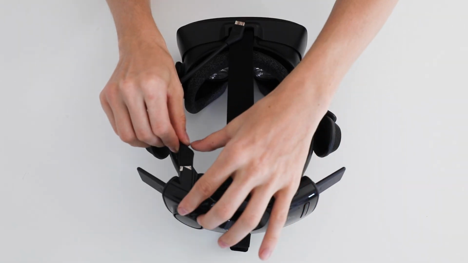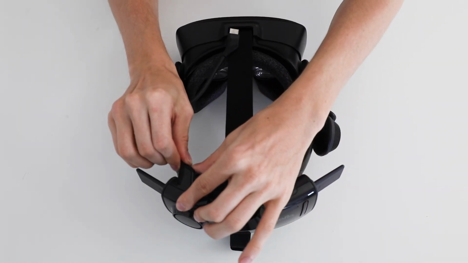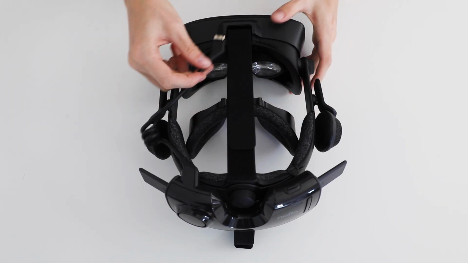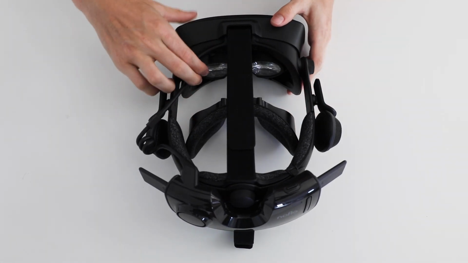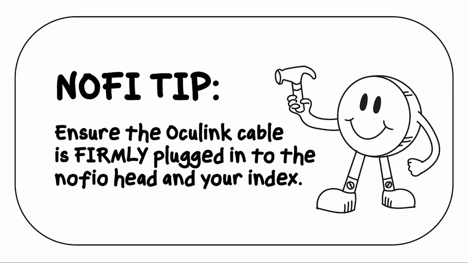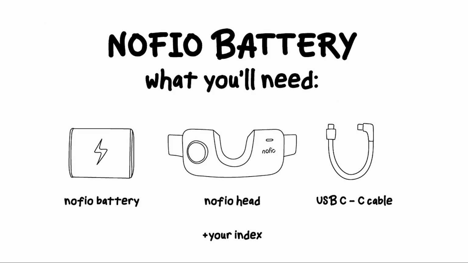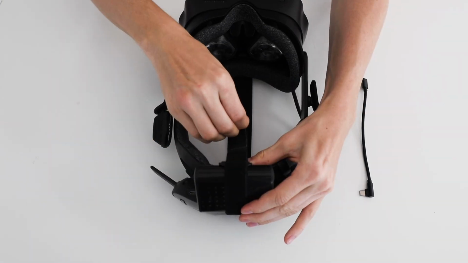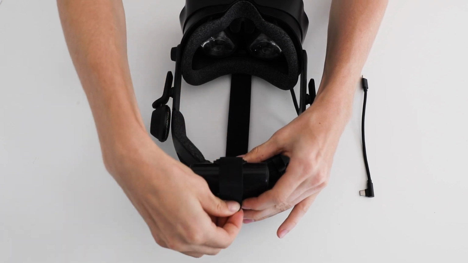After that, connect your occlink cable. Ensure that the short side is connected to the nofio head and the long side is connected to the Index. When connecting the cable to the Index, ensure the cable is firmly plugged in, as this connection can be a little tough. To connect power to your unit, attach the battery to the mounting plate and pull the strap tight to secure it in place.